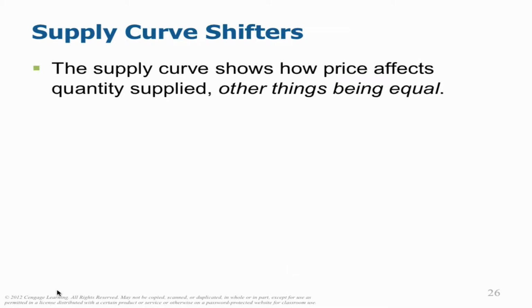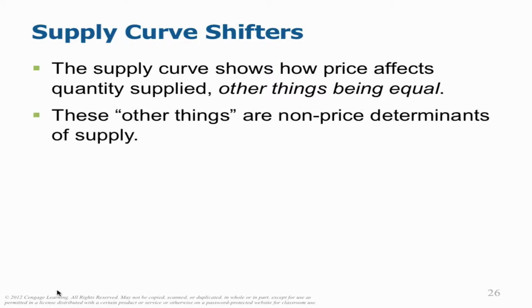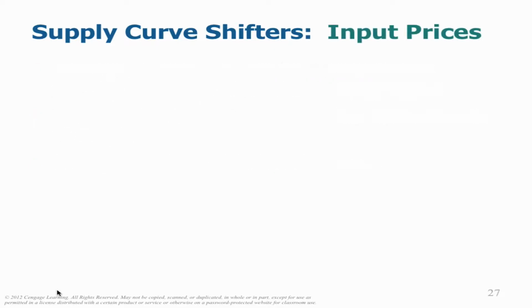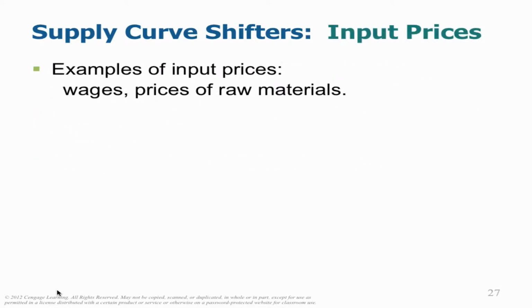All right, so supply curve shifters, or what's the right word for it? Determinants. Okay, and these are all ceteris paribus as well. So here they are, your supply determinants. A change in the price of inputs. So inputs are the things that it takes to make what you're supplying.